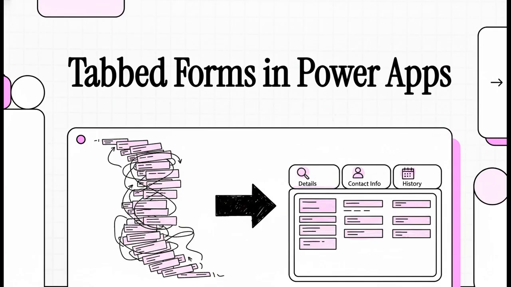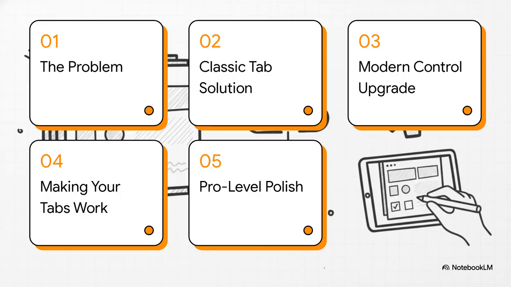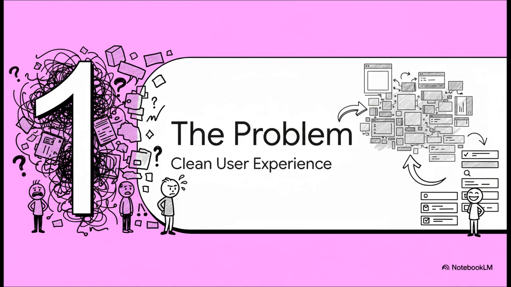I'm going to show you exactly how to build clean, professional, and super user-friendly tabbed forms that your users will absolutely love. So here's the game plan for leveling up your app skills. First, we'll really nail down why long forms are such a pain. Then, we'll build the classic tab solution from scratch. Seriously, this is the foundational knowledge every great Power Apps dev needs. After that, we'll jump on the fast track with the awesome new modern controls. We'll even get into the nitty-gritty, like handling required fields. And I'll wrap up with a couple of pro tips to make your app look seriously polished. All right, let's dive right in.